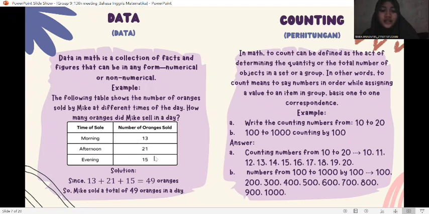Okay, we can add the numbers of oranges sold in the morning, afternoon, and evening. So here plus here plus here equals 49. So Mike sold a total of 49 oranges in a day. Next is counting. Counting or perhitungan.